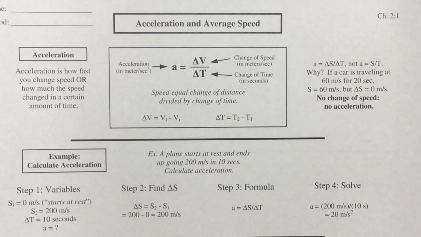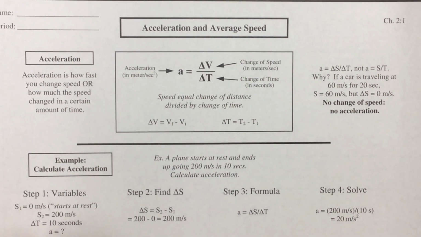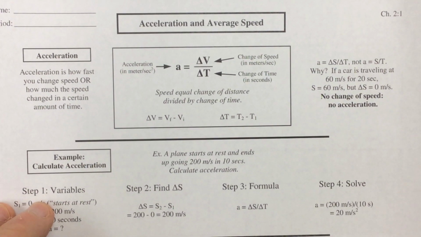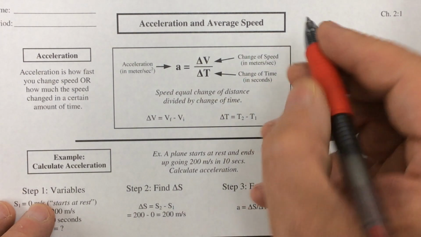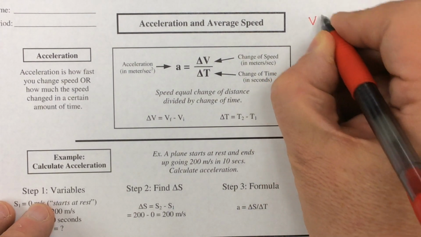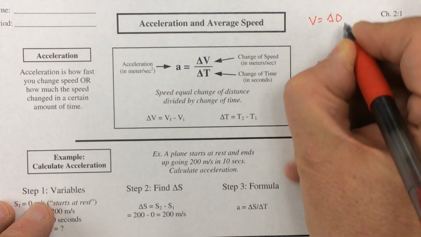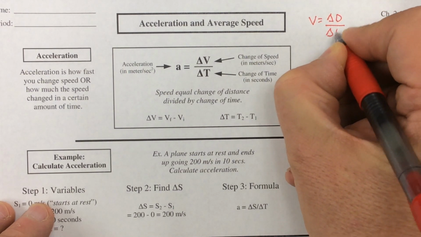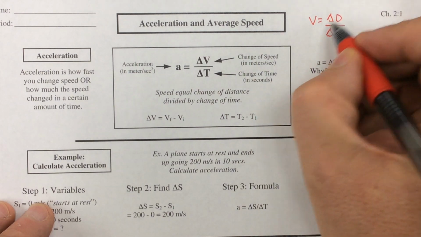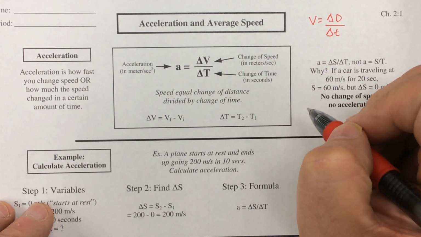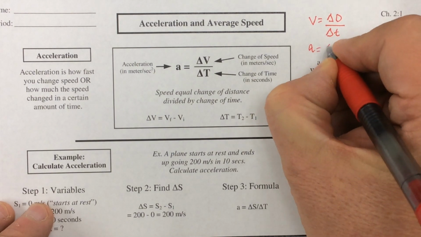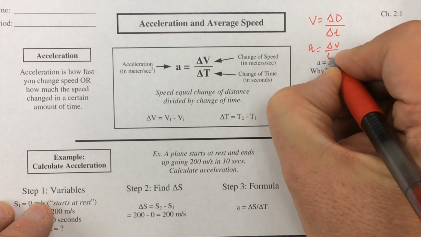If you remember, there's a difference between velocity and speed. Speed is simply how fast you're going, and velocity is how fast you're going in a certain direction. So there's a little bit of a difference, but really the math works the same way. If you were to take velocity, you're going to have the change in distance over the change in time. Remember, you could also call change in distance displacement, where you're starting and where you're ending. Acceleration is the change in velocity over the change in time.